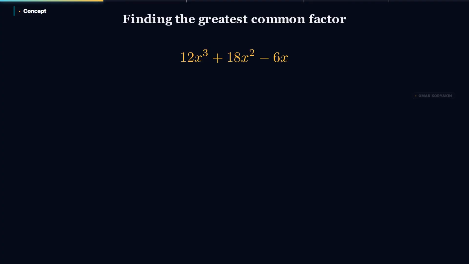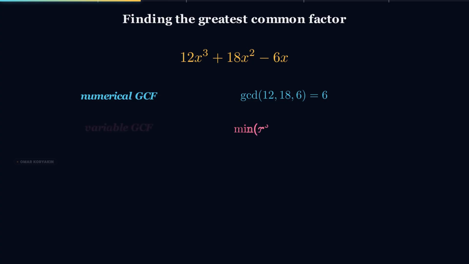Let us walk through a small example. The polynomial is 12x cubed plus 18x squared minus 6x. Three terms, all containing x to some power, all with even integer coefficients. The job is to find the GCF and write the polynomial in factored form. Start with the numerical part. Find the greatest common divisor of 12, 18, and 6. 6 divides 12 evenly, 6 divides 18 evenly, and 6 is itself one of the terms. The numerical GCF is 6.